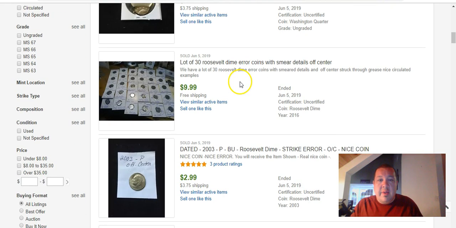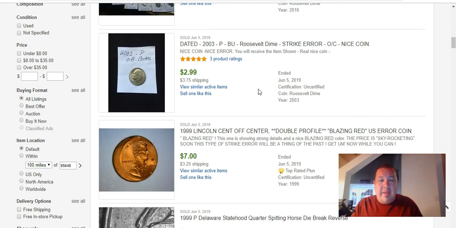Another off center. Here's another lot for $10. A lot of 30 Roosevelt dime error coins with smear detail. See, what's smear? There's no such thing as a smear error on coins. On currency, ink smear, ink solvent stains.